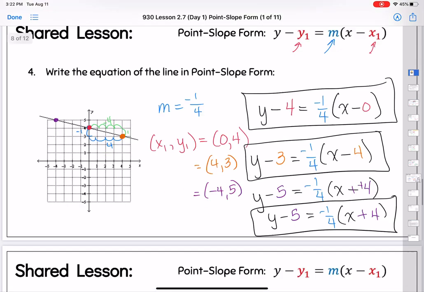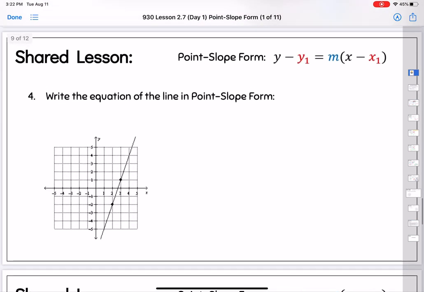All right, let's see. Why don't you guys go ahead and try this equation, write it in point-slope form. Find the slope, pick a point, write the equation. Pause your video.